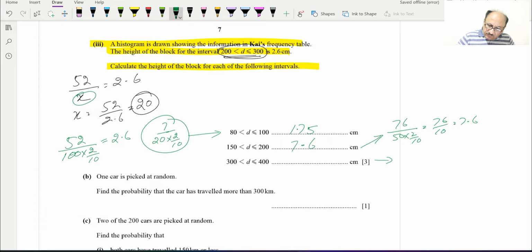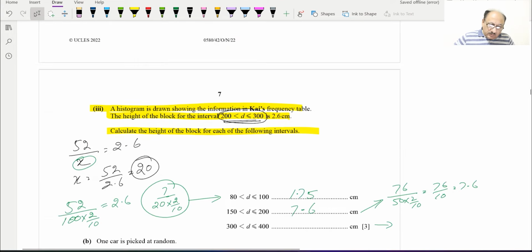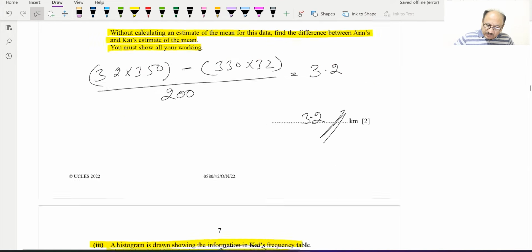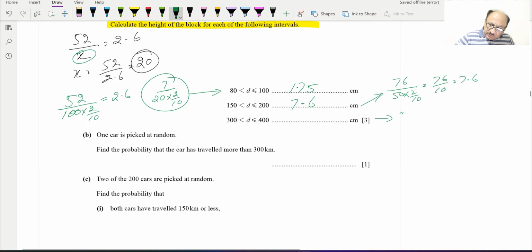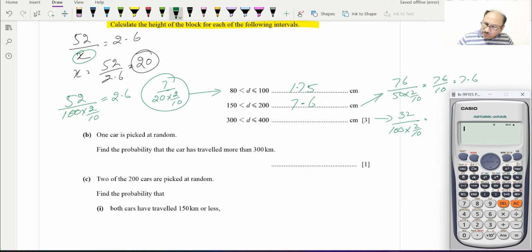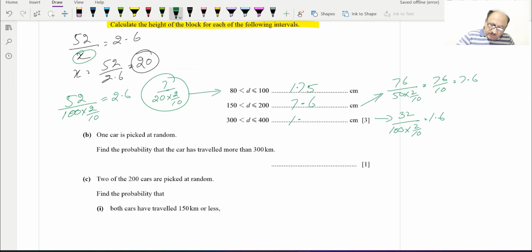Similarly, we can calculate for the last one, which is 300 to 400, and the frequency is 32. So we can take 32 divided by the class width, which is 100, multiplied by 2 over 10. So this will be 20. So 32 divided by 20 will be equal to 1.6. So 1.6 will be the answer for this. These are the three answers which we got, and this is for 3 marks. Hopefully you understood this. Now next, B part.